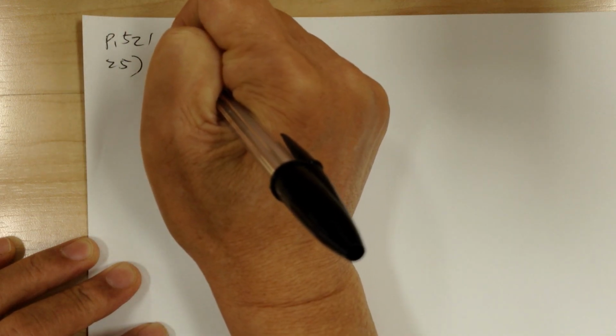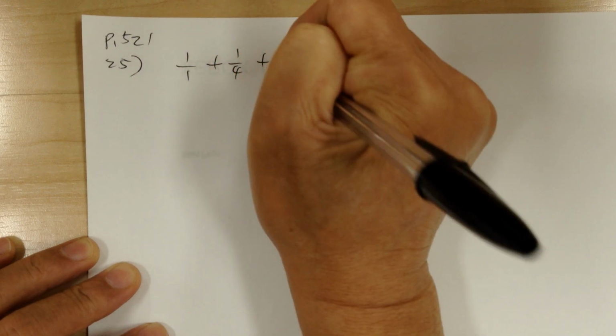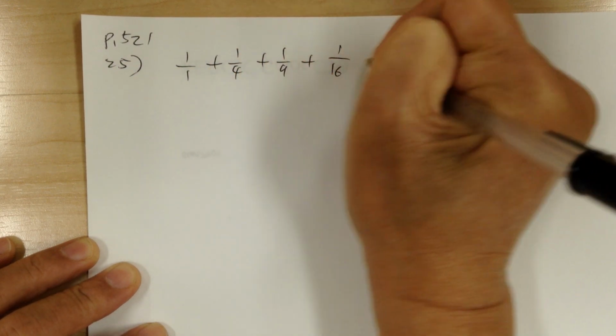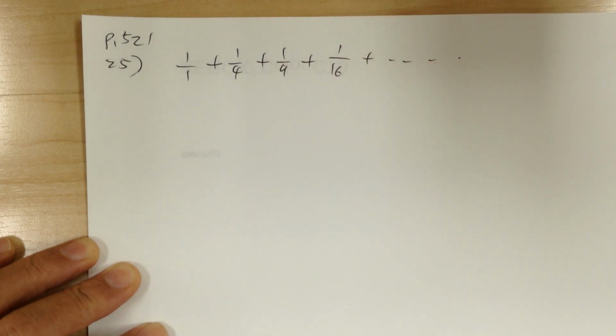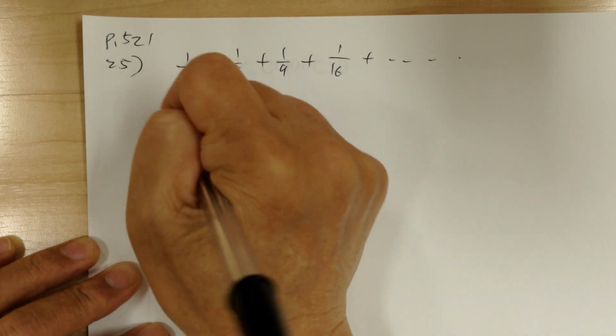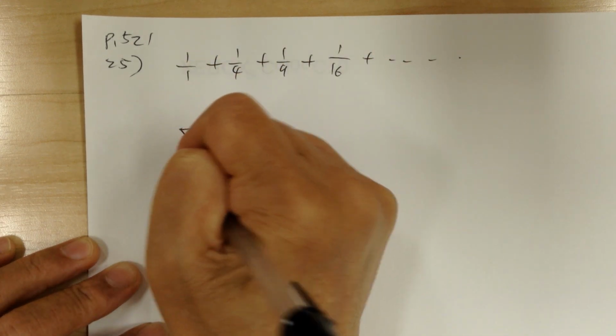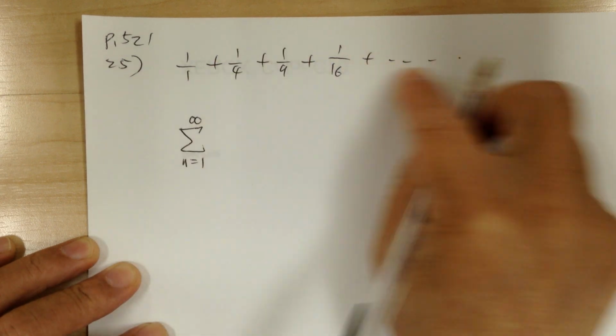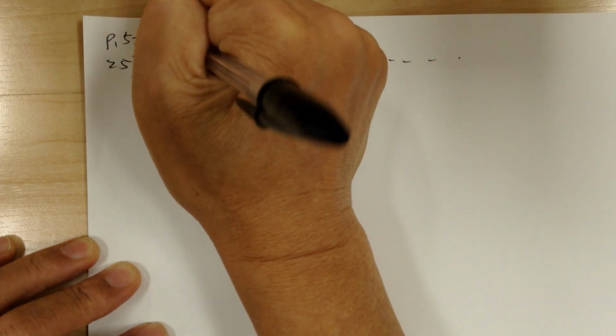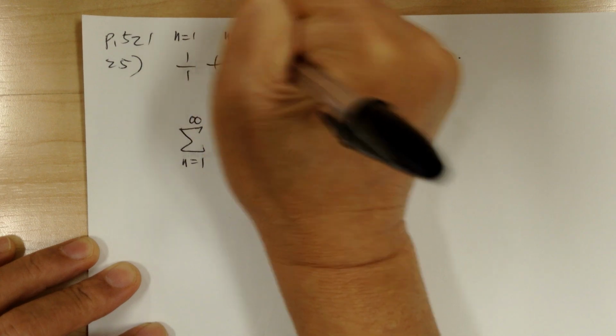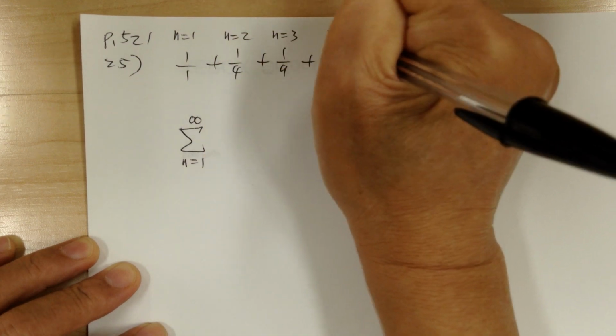Okay, I'm going to write the fractions. So you've got 1 over 1 plus 1 over 4 plus 1 over 9 plus 1 over 16 plus dot dot dot. This one is neither arithmetic nor geometric, so you cannot use a formula, so you have to do it by pattern. First let's get the limits ready. So n equals 1 through infinity, because this goes on forever. And this is n equals 1, n equals 2, n equals 3, n equals 4.